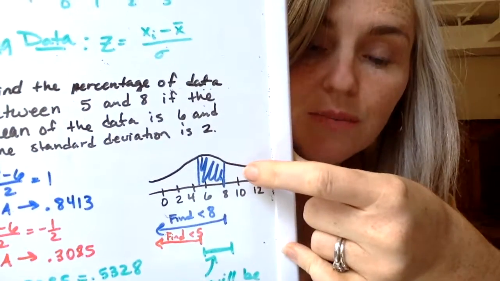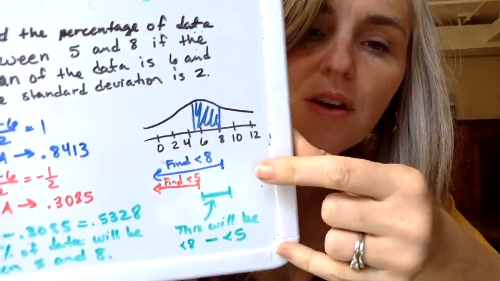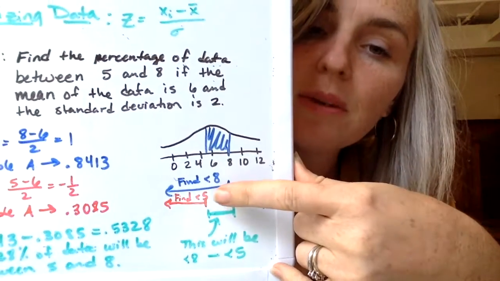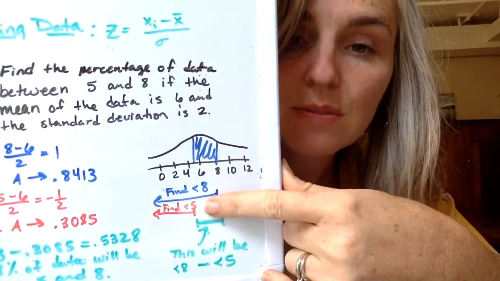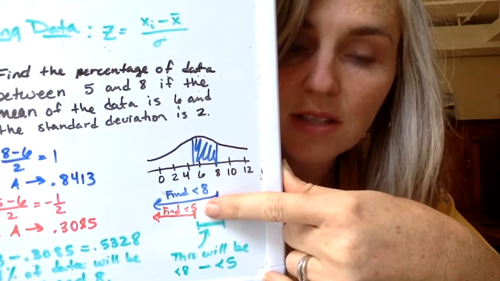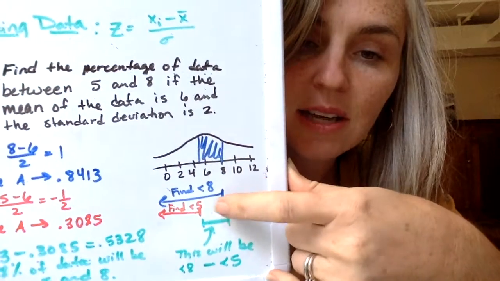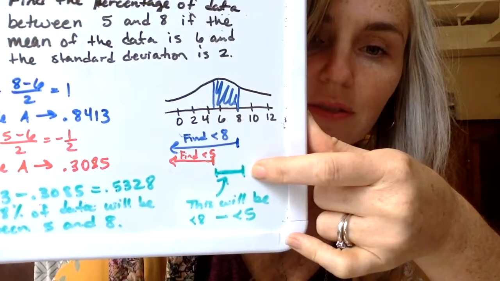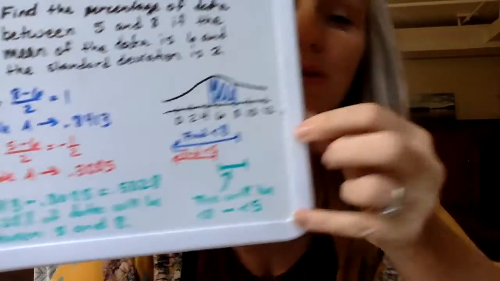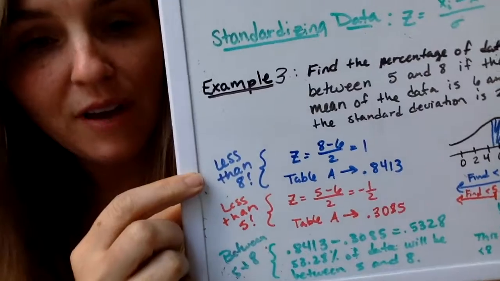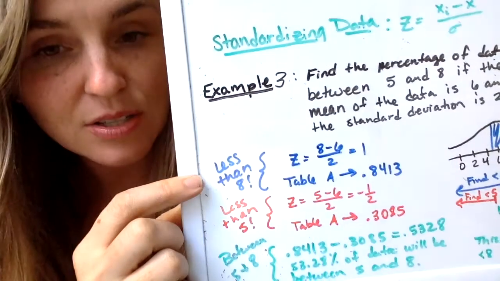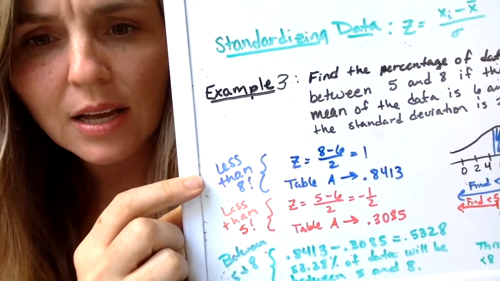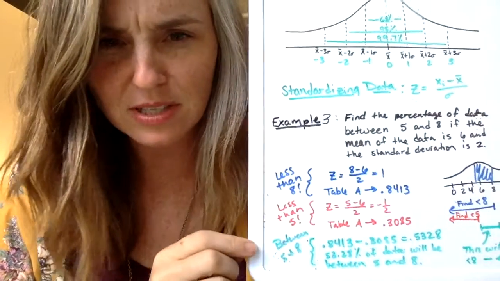Start with a picture. Once you have your picture, here's the thought. Table A will give me the percentage less than 8, and table A will give me the percentage less than 5. What it won't do is magically give me what's between 5 and 8. But what I can do is take all of 8 and take off 5, and that leaves me with between 8 and 5. So here's what you do. You find the percentage for less than 8. That will be 8 minus 6 divided by 2, or 1. Let me fix this little computation error.